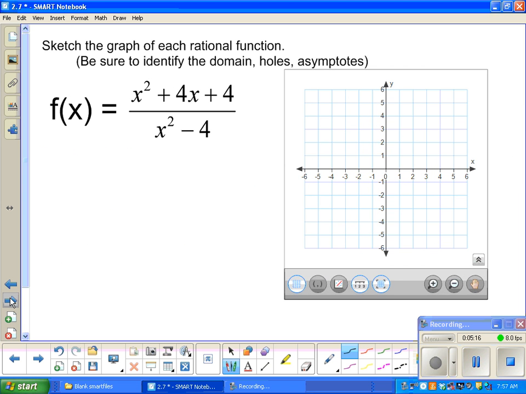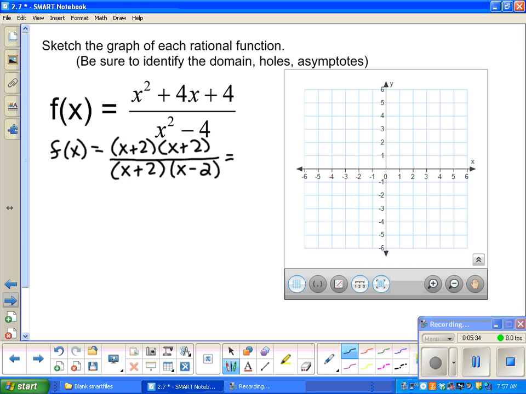Okay, so first step I want to do is factor my function. So f of x, I'm going to go ahead and factor this. It factors to x plus 2, x plus 2, over x plus 2, x minus 2, and it will simplify to x plus 2 over x minus 2.